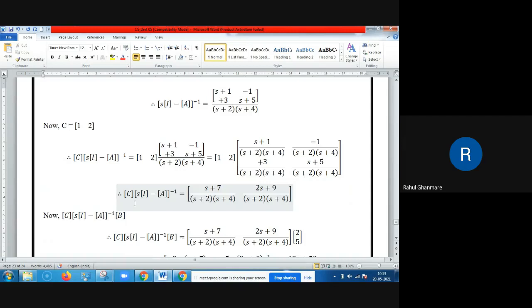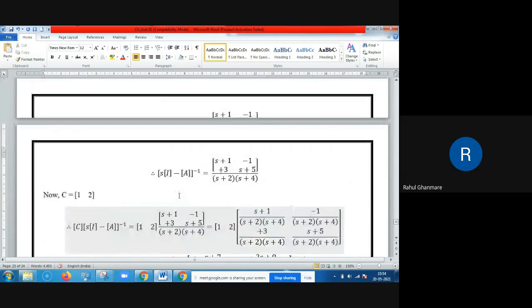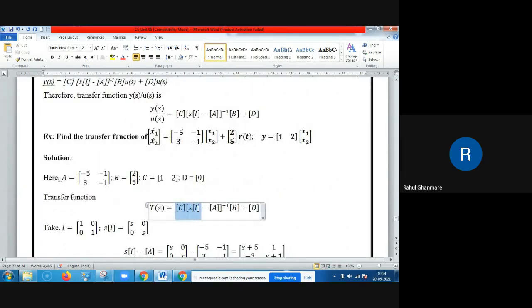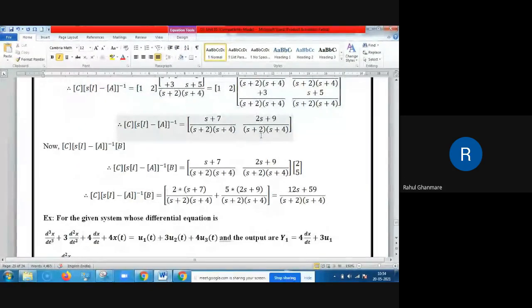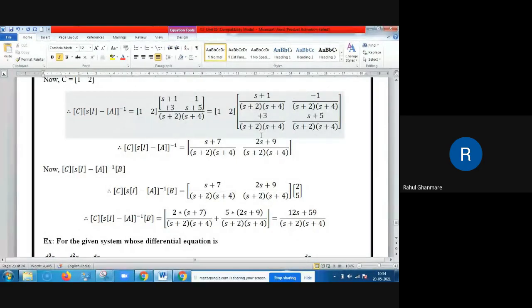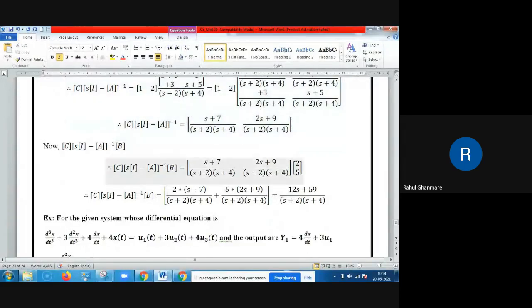And the next value is (2s plus 9) upon (s plus 2)(s plus 4). In this way you get up to this value, that is C times the bracket. Next is to multiply with the matrix B. You know the value of matrix B is 2, 5. So multiply with this one.